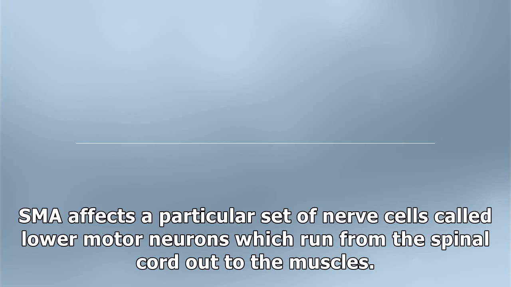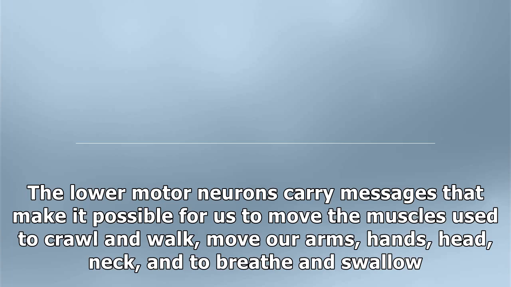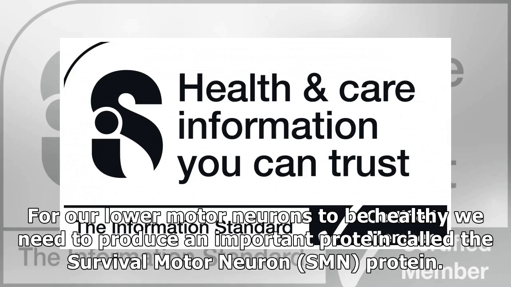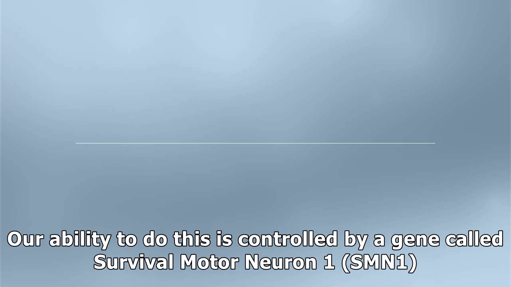SMA affects a particular set of nerve cells called lower motor neurons which run from the spinal cord out to the muscles. The lower motor neurons carry messages that make it possible for us to move the muscles used to crawl and walk, move our arms, hands, head, neck, and to breathe and swallow. For our lower motor neurons to be healthy, we need to produce an important protein called the survival motor neuron, SMN, protein. Our ability to do this is controlled by a gene called survival motor neuron 1, SMN1.